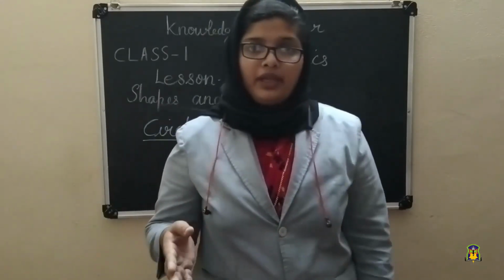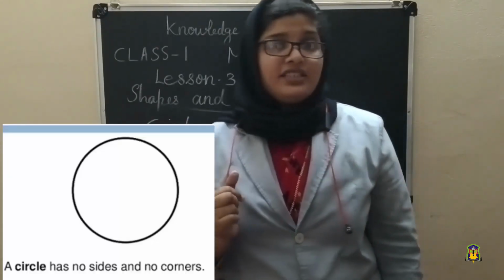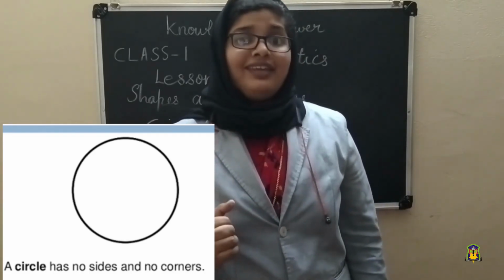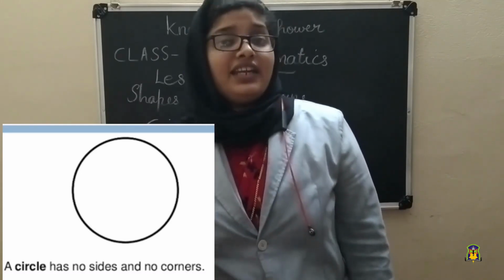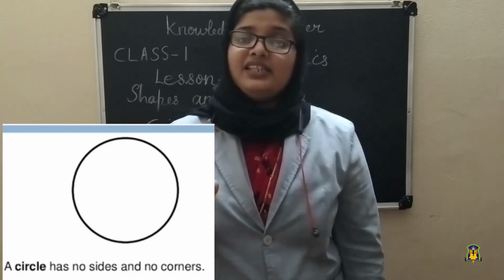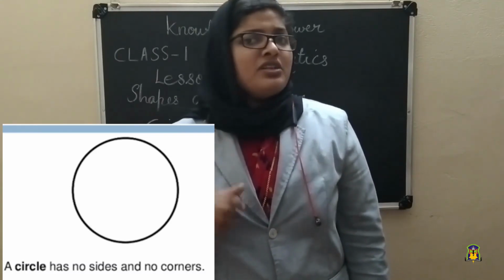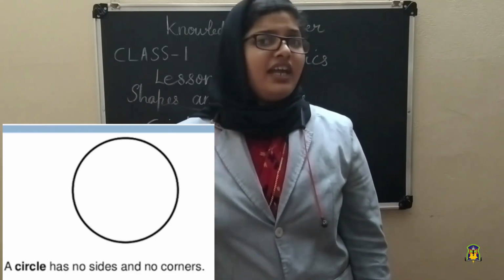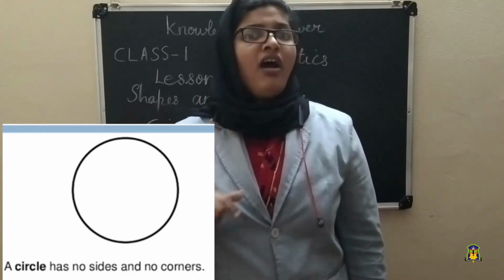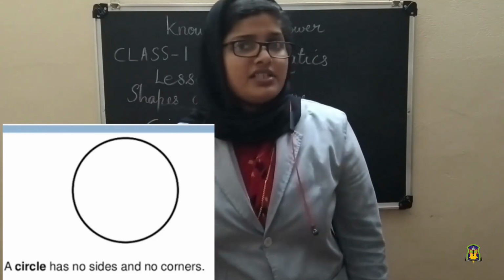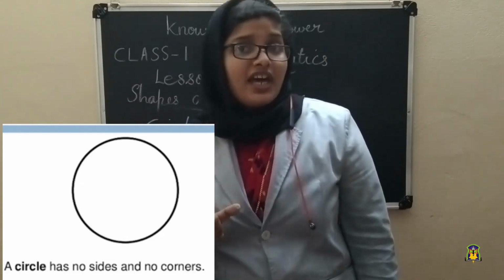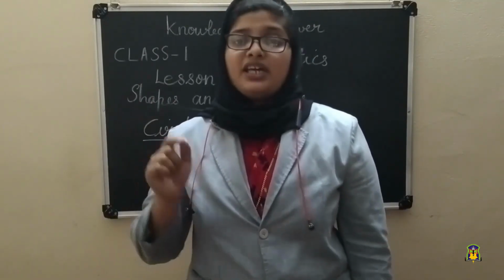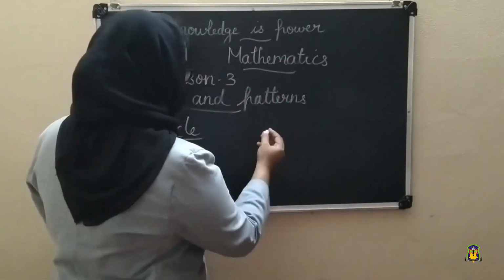All of you look here. You can see another shape. Which shape is this? All are familiar with this. Yes, this is a circle. So, does a circle have any sides? Can you see any side? No. Then, is there any corner? No. So, a circle has no corners and no sides.